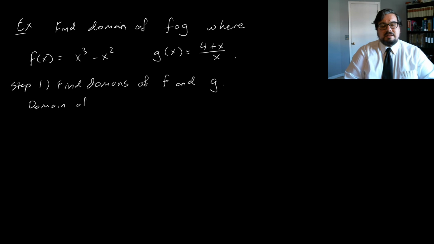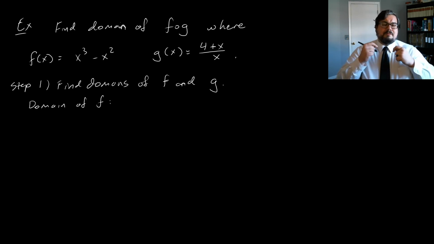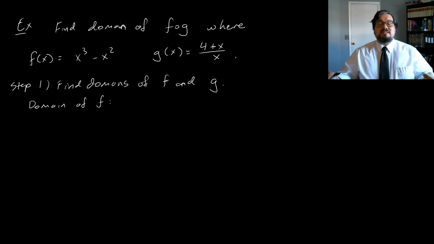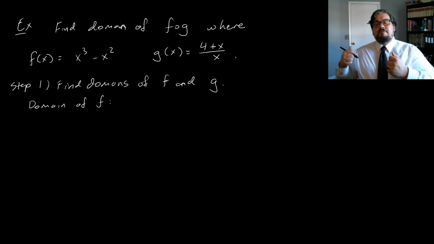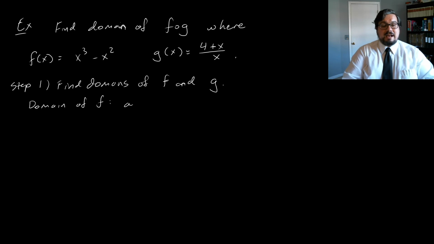So let's see here. The domain of f, notice that this function f is defined using a polynomial. It's got values of x that are being raised to powers and subtracted. Nothing there can go wrong. There are no roots, there are no fractions, nothing can go wrong here. And so the domain of f is actually all real numbers, from negative infinity to infinity.